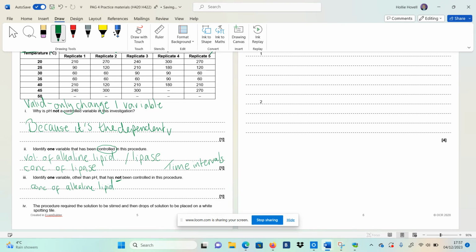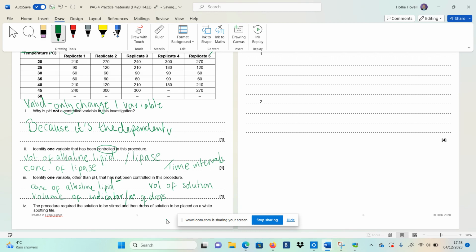They didn't really control the volume of indicator, they just did drops, so they didn't actually measure the volume of the indicator. You could have said that, or you could have said the number of drops. They didn't mention the volume of the solution that they removed each 30 seconds, or how many drops of sample they removed every 30 seconds. Okay, so there's a few things you could have said, you only needed one of them.